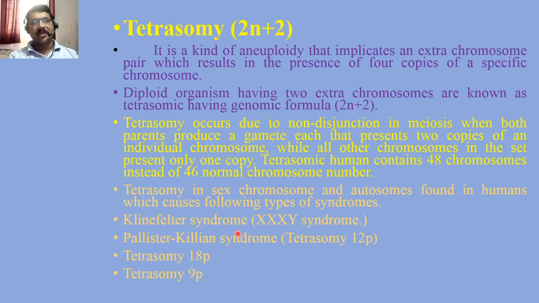These disorders are given here: Klinefelter syndrome, Pallister-Killian syndrome, tetrasomy 18p, tetrasomy 9p. These are the tetrasomy of the 18th, 9th and 12th chromosome pairs. All these are autosomal tetrasomies, and the first, Klinefelter syndrome, is a sex chromosome tetrasomy. All these are disorders which can be caused due to tetrasomy.